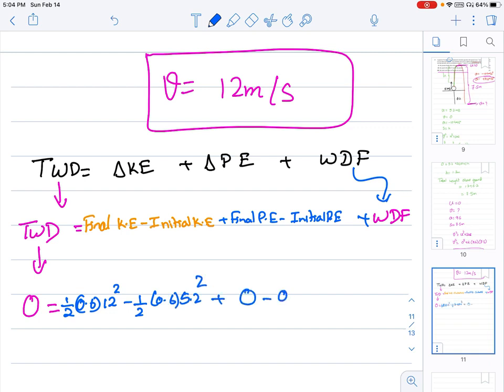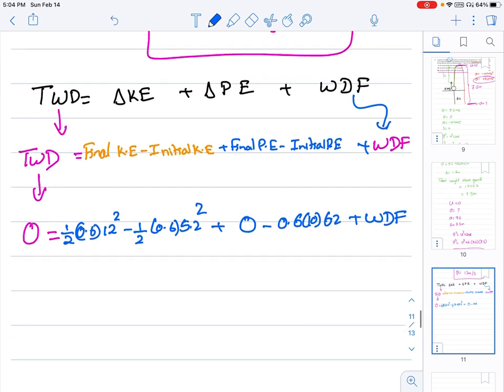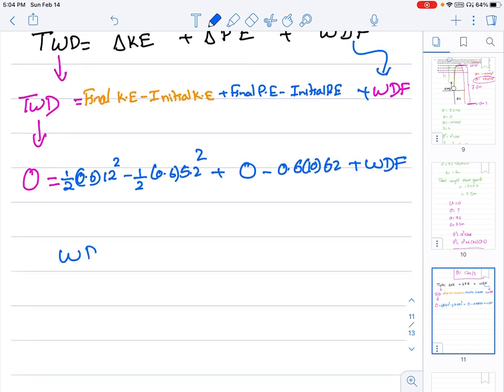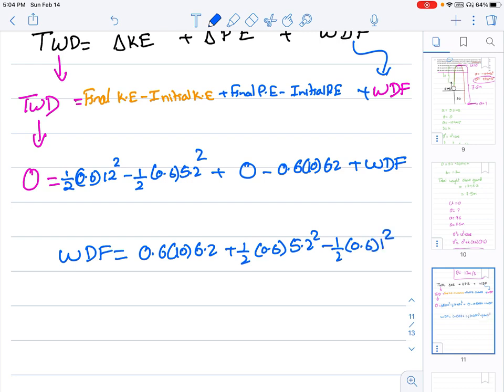Initial potential energy is m is 0.6 times g is 10 times h is 6.2, plus work done against friction. So work done against friction we have to find. So WDF is equal to 0.6 times 10 times 6.2 plus 1 upon 2 times 0.6 times 5.2 square minus 1 upon 2 times 0.6 times 12 square.